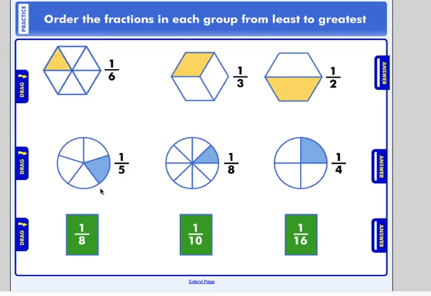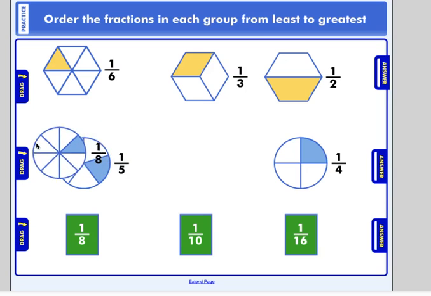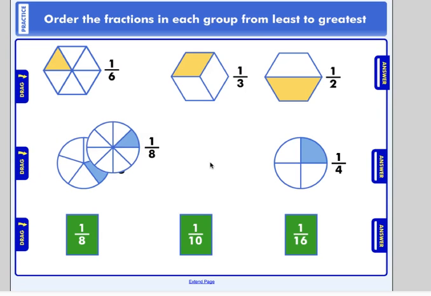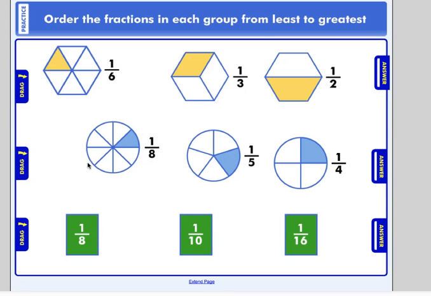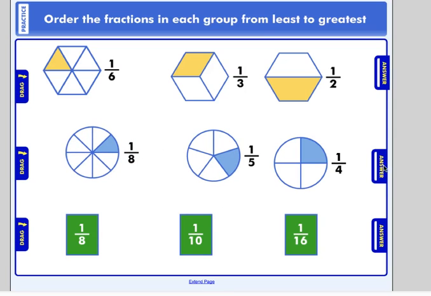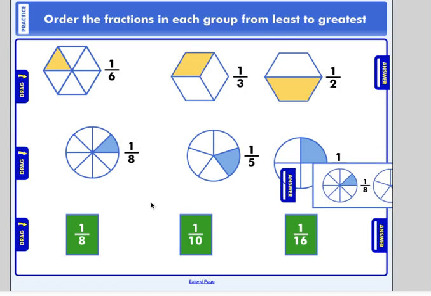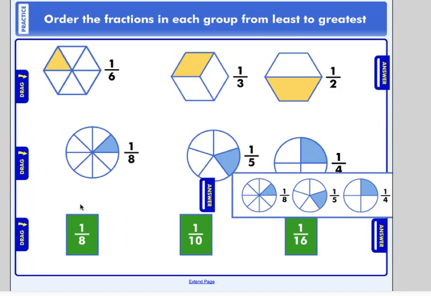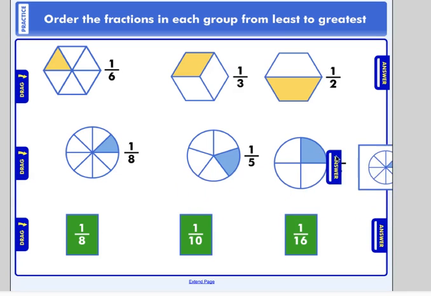Okay, take a look at the next row, and in your mind right now, think which one's the least, which one goes next, which one's the greatest. Okay, the least is 1/8. Oops, 1/5 is next, and 1/4 is the greatest. We can check our answer to make sure that we did that correctly. Okay, there we go.